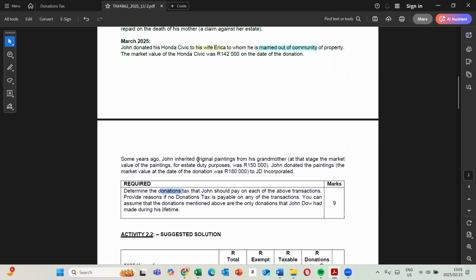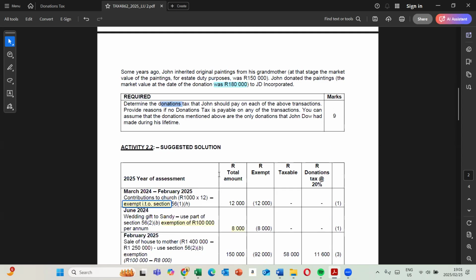Some years ago, John inherited an original painting from his grandmother. At this stage, the market value of the painting for estate duty purposes was 150,000. John donated the painting to JD Incorporated, and the market value at the date of donation was 180,000. So the fact that John inherited this, for donations tax purposes, we're not worried about the market value when John inherited it. We're worried about the market value when John made the donation. So the market value of the painting is going to be 180,000. That's the amount that John is going to be taxed on.